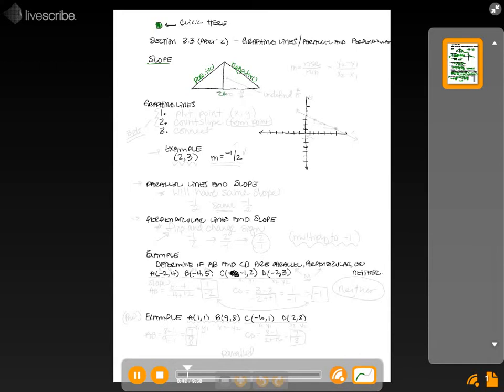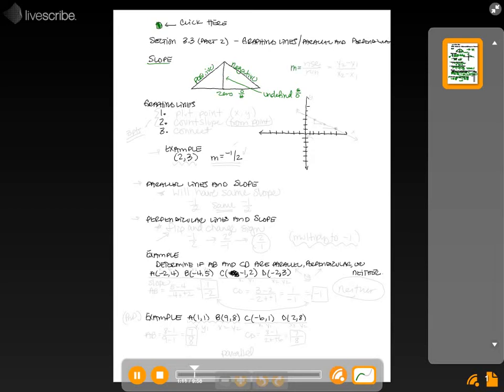We said a horizontal line has a slope that's 0, because it's got a 0 in the numerator and a number on the bottom. And our vertical lines have a slope that's undefined, because you get a number in the numerator, 0 in the denominator, and you can't divide by 0. So that triangle there shows you all four types of slope.